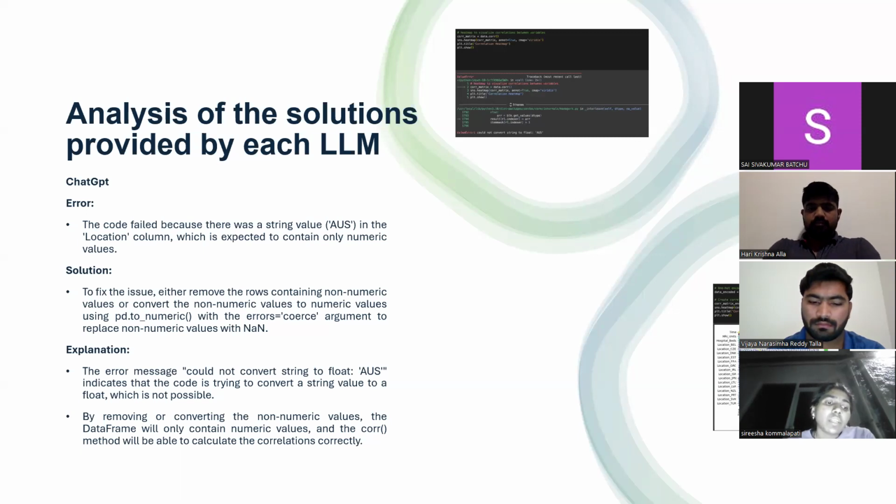And the detailed explanation: the error message, could not convert string to float: AUS, indicates the code is trying to convert a string value to a float, which is not possible. By removing or converting the non-numeric values, the data frame will only contain numeric values, and the correlation method will be able to calculate the correlations correctly.